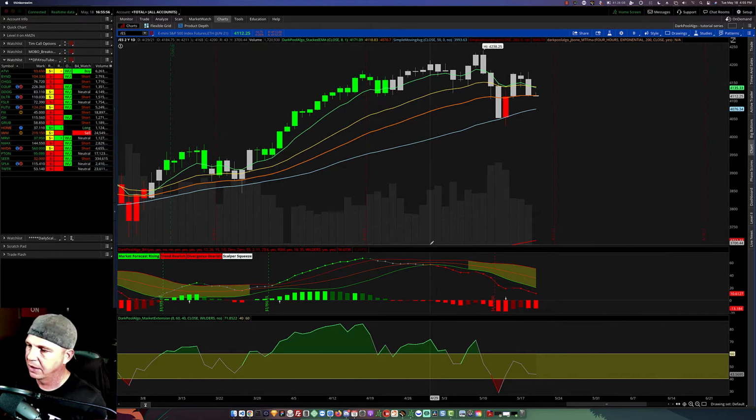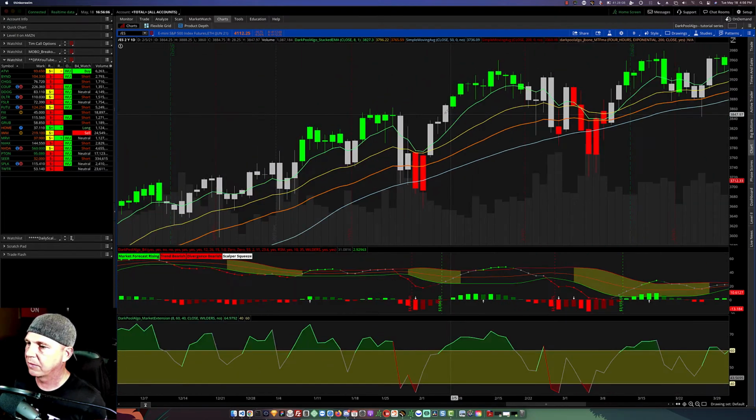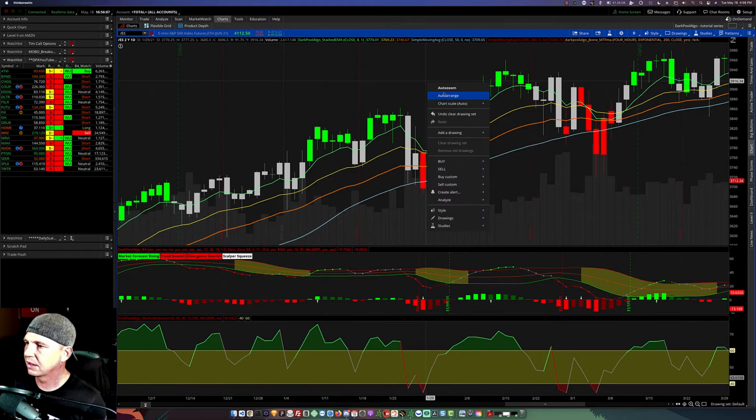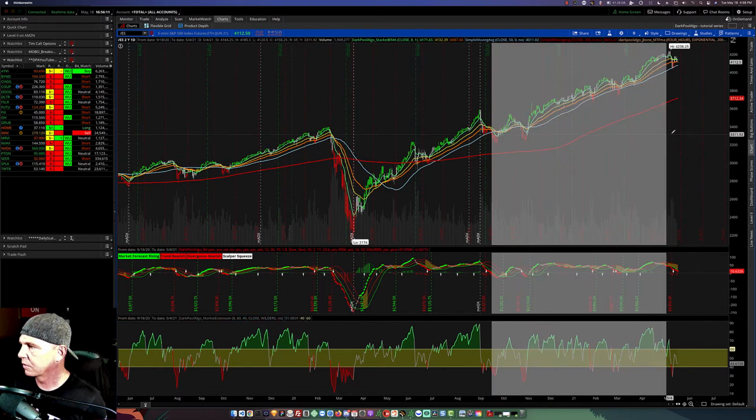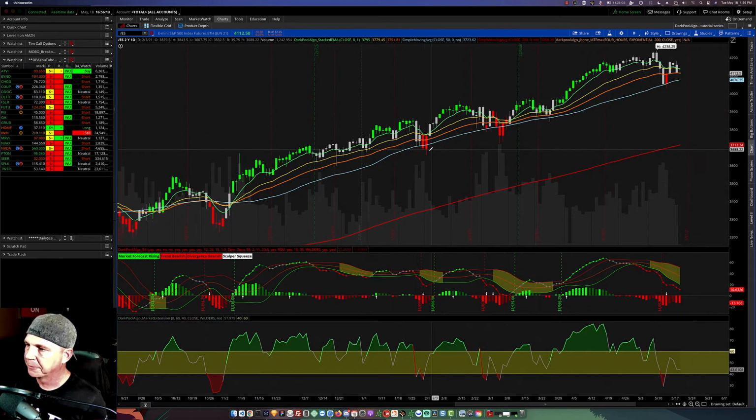Okay. All right, so I'm looking at the ES, which is the mini S&P 500 futures index. This is a great one to look at because it's very consistent in the way that it moves, right? And it's also really good to show lows and highs and where you could potentially get in and get out.